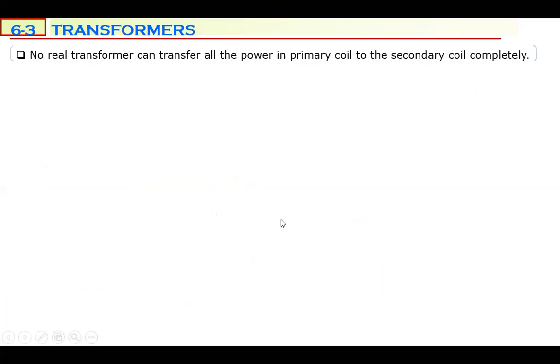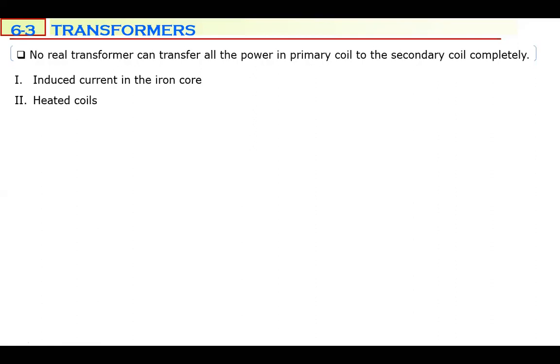So no real transformer can transfer all the power in the primary coil to the secondary coil. In reality, it is impossible. You are giving energy, you are giving power to the primary coil, but you cannot get the same power from the secondary coil in real life. So some power, some energy is lost. Why? Remember, there is a soft iron core. Do you remember eddy currents?